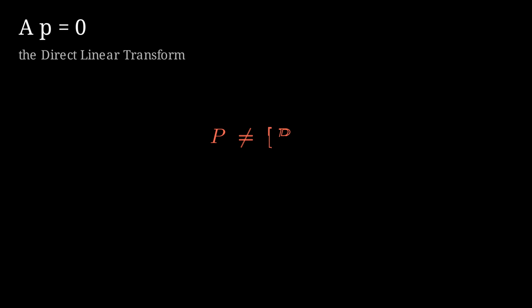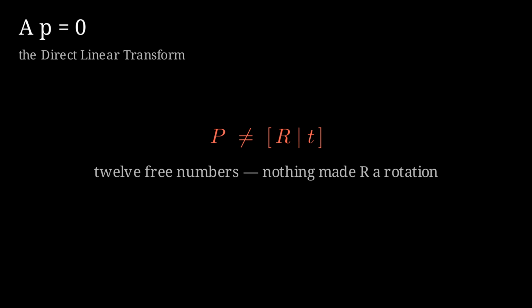And that is exactly the cliff to stop on. P is not the pose. 12 numbers that behave like a camera, pulled out of a null space, but R and T are still buried inside them, tangled together with K, and with a scale the homogeneous solve never pinned down. Worse, nothing in that linear system ever knew that R had to be a rotation. It fitted 12 free numbers and handed them back.